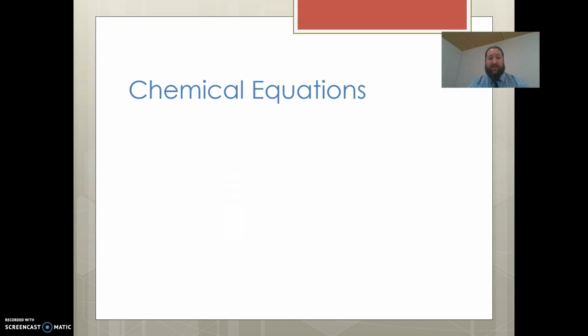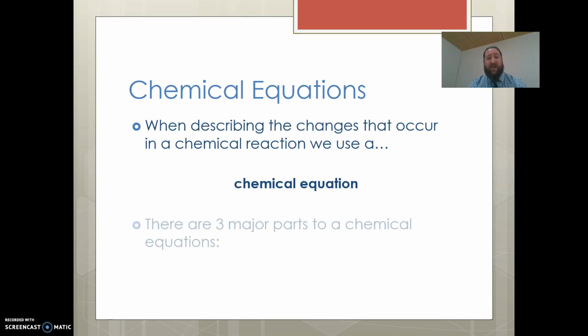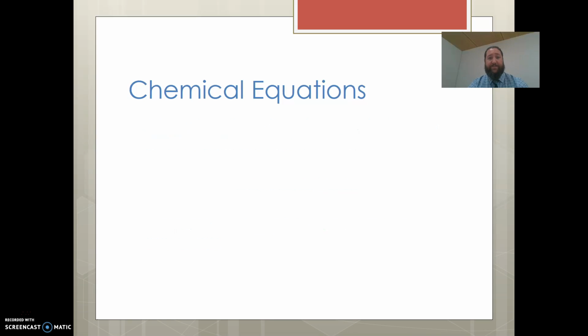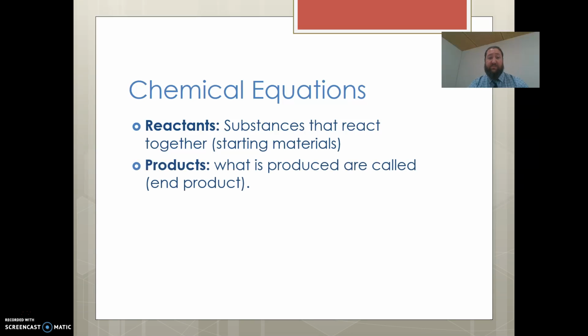The last thing we need to worry about today is how we actually describe the reaction itself. To describe the changes that happen during a chemical reaction, as the title of this slide suggests, we use a chemical equation. To write a chemical equation, we use 3 major parts. We start with the reactants. These are the substances that go into the reaction, the things that we start with. What comes out of the reaction are called the products. Like the name would suggest, these are things that are produced in the reaction.